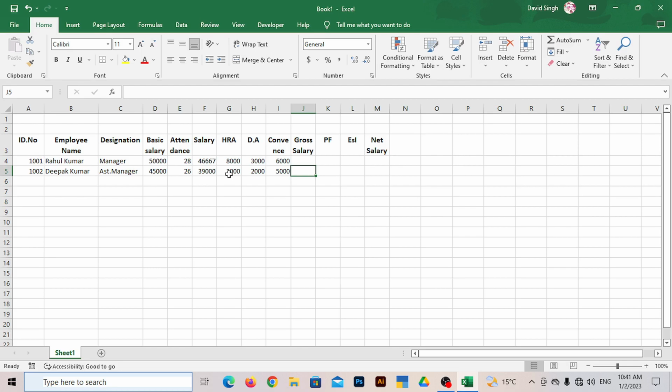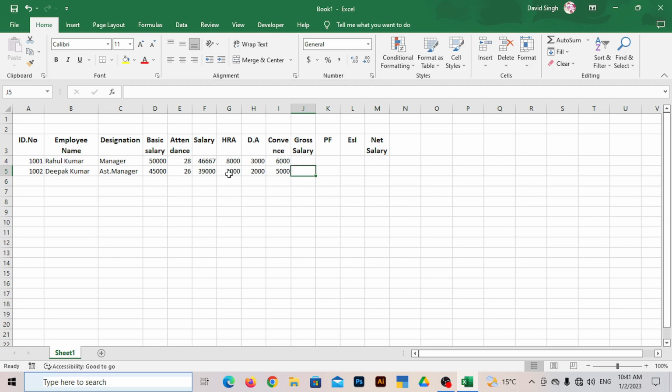We already talked about the difference between basic salary and gross salary, and let me make it clear here. Basic salary is the fixed amount when we appoint a person to work, on the day of hiring the person for the work. But when the employee joins our company, he gets some benefits such as HRA, DA, convenience, which are known as the additional benefits of the employee.